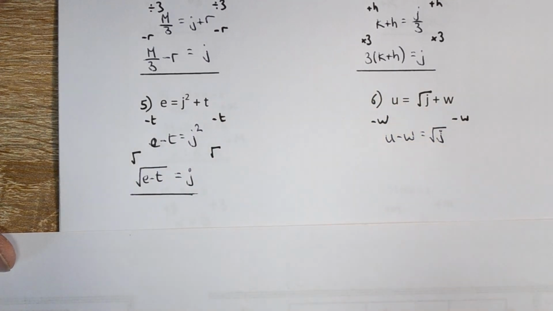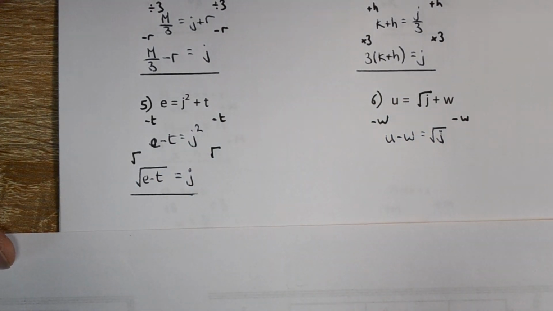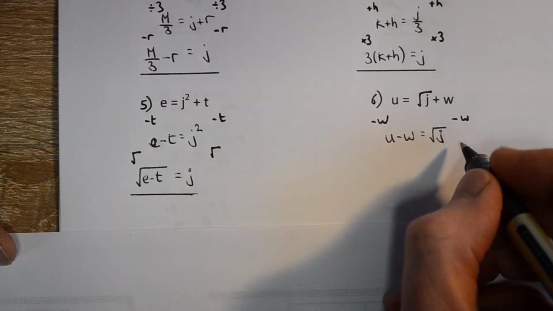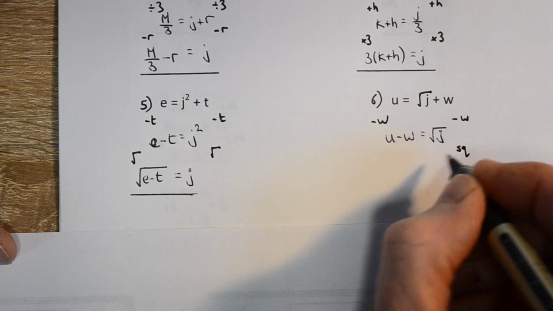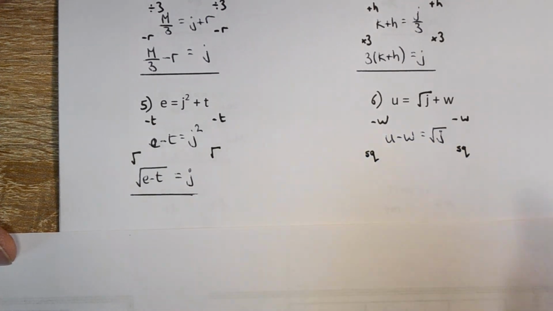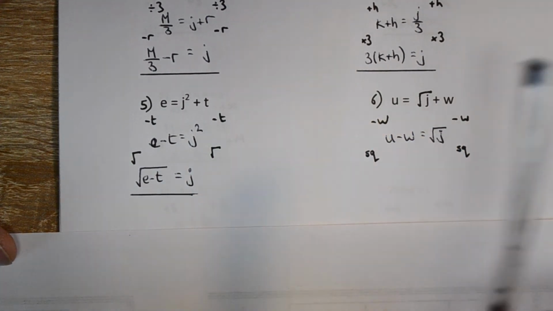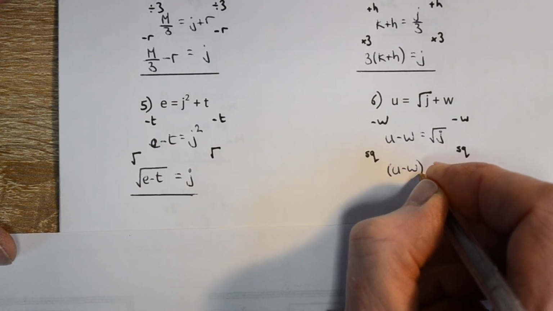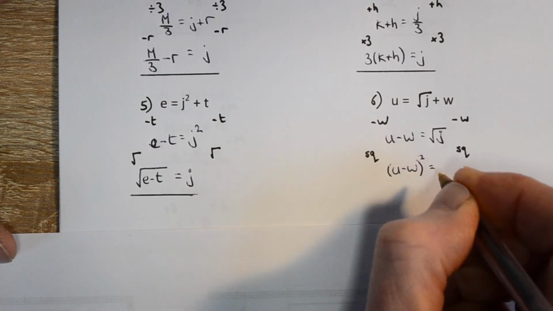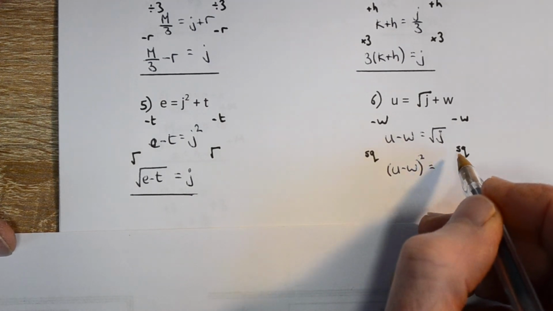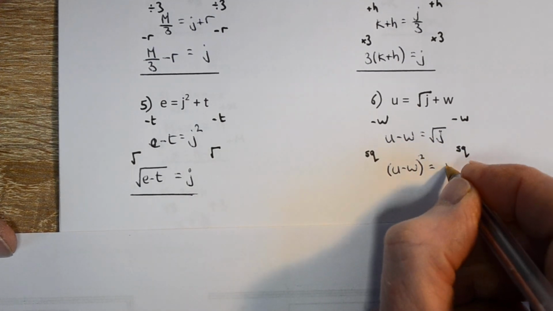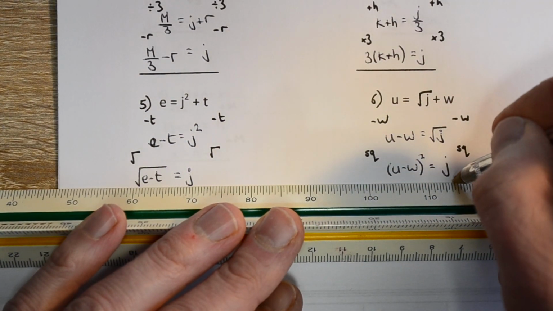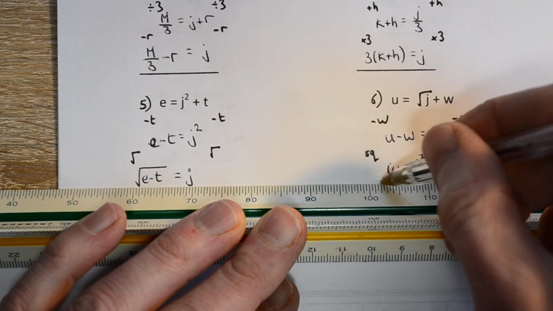Since everything on the right hand side is square rooted, then we can square both sides. So I'm going to square all of u minus w. To show that all is being done to, we need the brackets. Square root of j, when we square that, that undoes the square rooting, just leaves us with j. We've changed the subject of the formula.